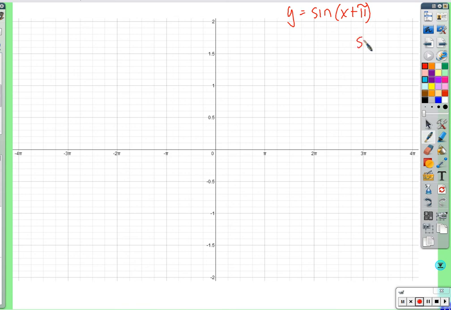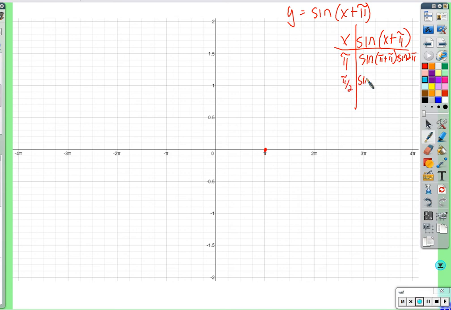Okay, so when you take the sine of x plus pi, if you put pi in there, we're going to take the sine of pi plus pi. That's the sine of 2 pi. What's the sine of 2 pi? 0. So we put in pi, but we get 2 pi inside the sine, and then we take the sine of 2 pi and we get 0. That's not different. Well, let's go to pi over 2.